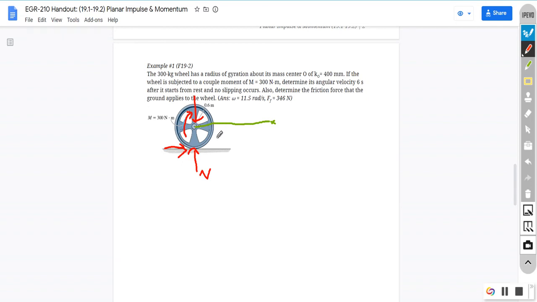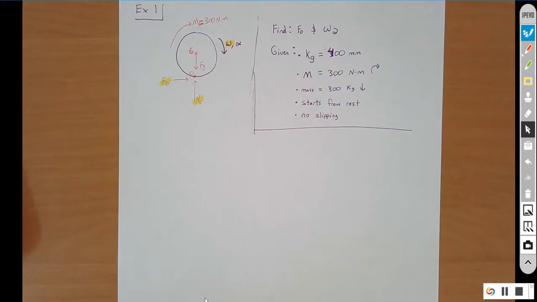And so we're only asked for angular velocity and the friction force. So because we're not asked for acceleration, this is a really good problem to use the principle of impulse and momentum. So let's jump over to the visualizer.